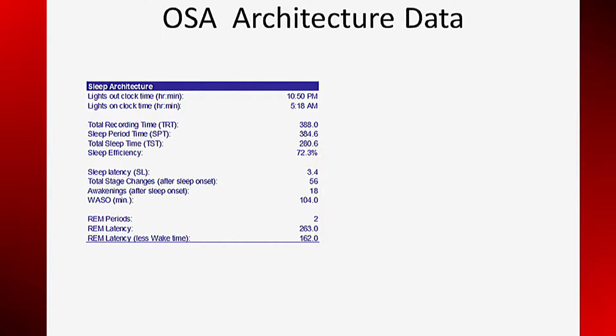Let's see some numbers. The sleep efficiency is low. Normal is around 85%. Normal in the elderly can be as low as 80%, but this number is clearly abnormal. Much of the wake time was during that prolonged second stage, so sleep efficiency was otherwise pretty good.